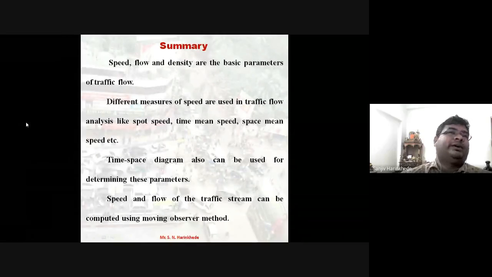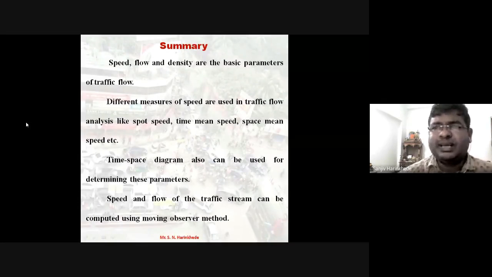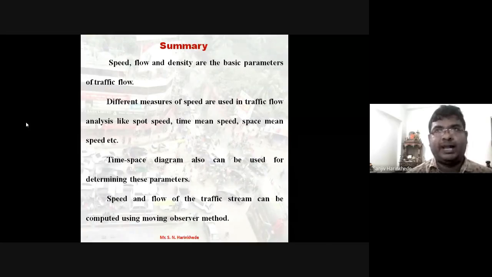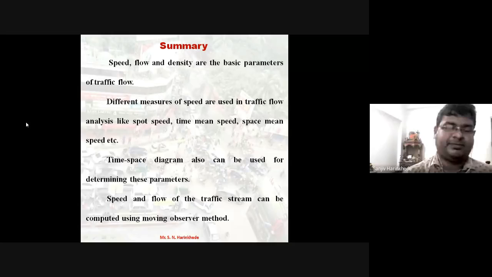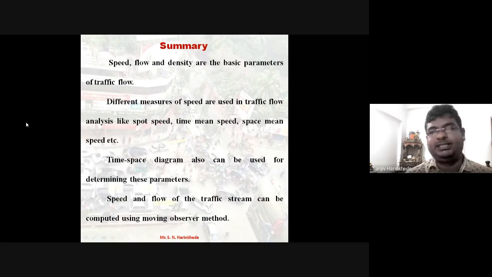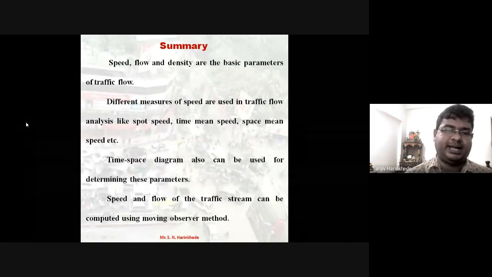Okay, so we summarized today's lecture. As we know, these are the microscopic and macroscopic parameters or characteristics of traffic engineering and its fundamental characteristics. In today's lecture, we have studied that speed, flow, and density are the basic parameters of traffic flow. This is the important point. Which are the basic parameters of traffic flow? Speed, flow, and density. The different measures of speed are used in traffic flow analysis, like spot speed, time mean speed, space mean speed, etc.